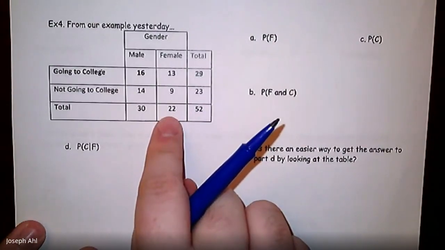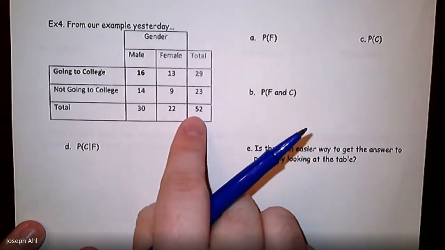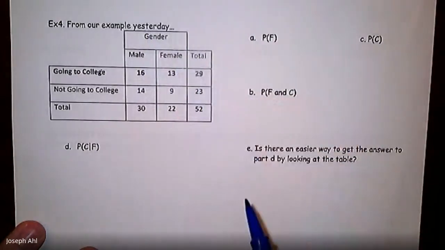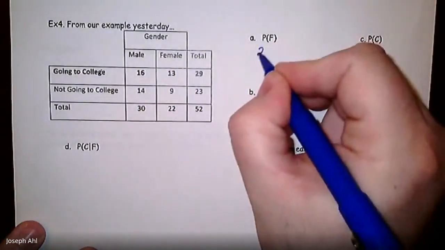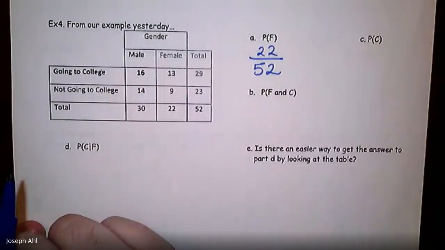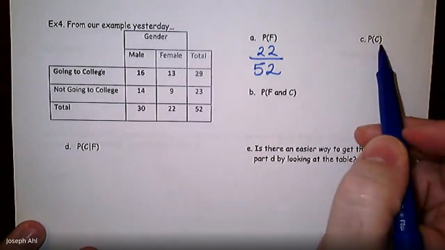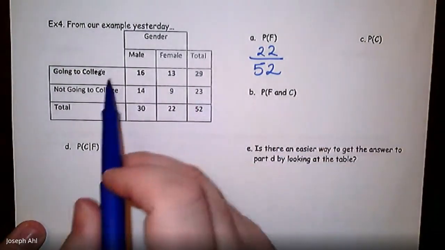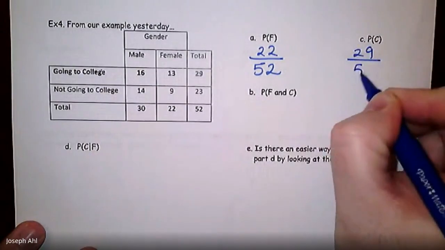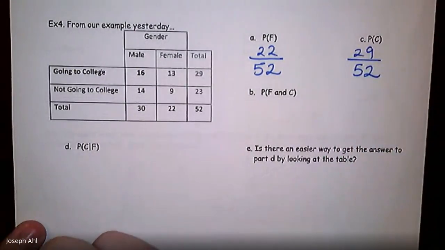And then if I want the probability that you're female, you want to divide that by the total number of people in this, let's say, survey of some sort, because this is actually the same example as something we did yesterday. So the probability of female is 22 out of 52. I know that reduces. I'm going to leave it in a non-reduced form for now. Probability that we're going to college, capital C. So the number that are going to college is a total of 29 out of the total number of people in this survey, which was 52 again.